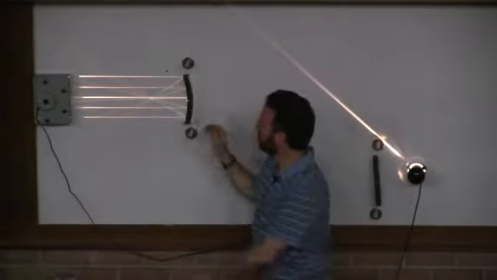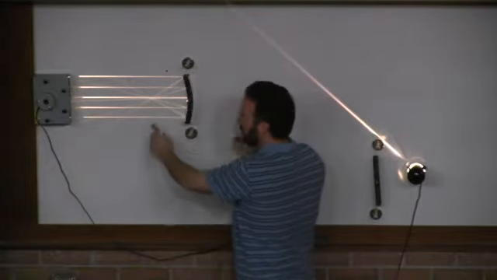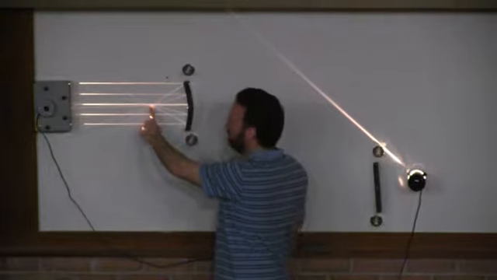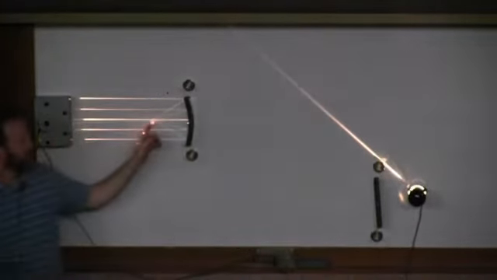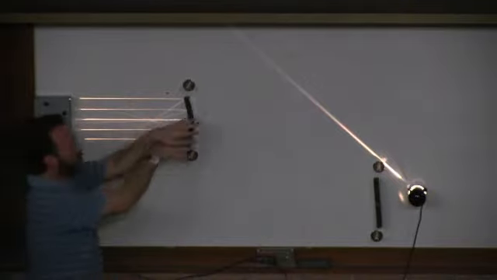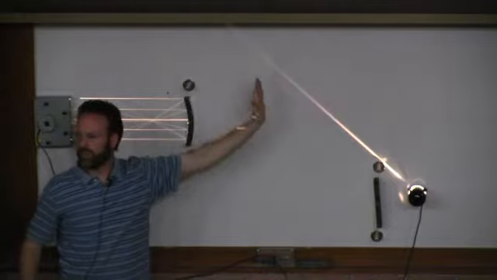If you're over here and you see the reflected rays coming back, they're converging to a point. We call that a focal point. Then your eyeball's over here. It looks like the rays came from somewhere out here. And you can magnify the image. It looks like it's bigger.